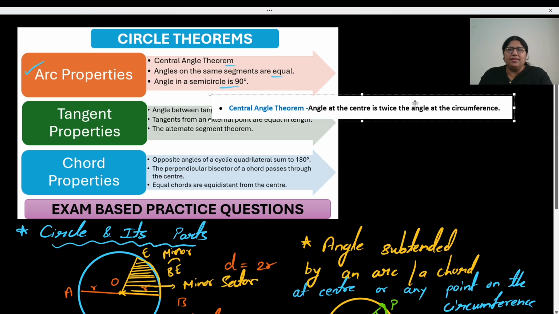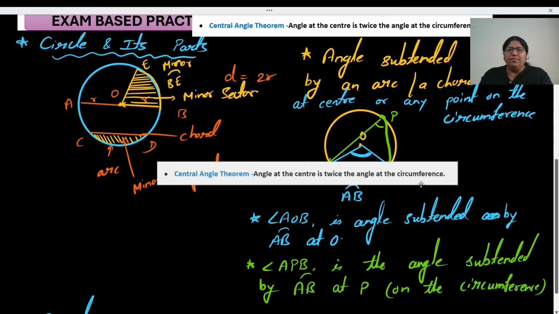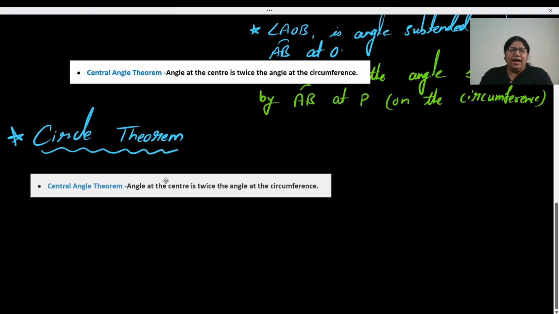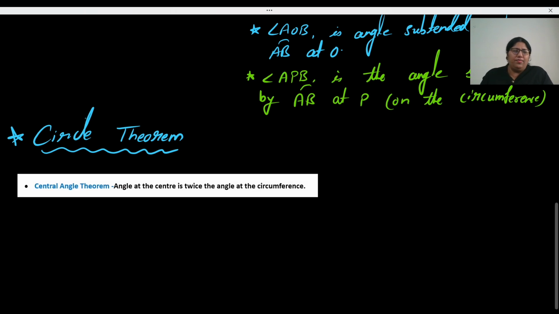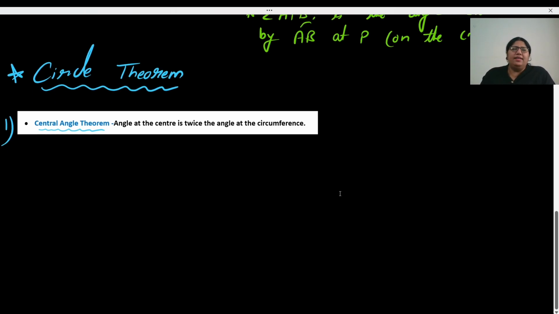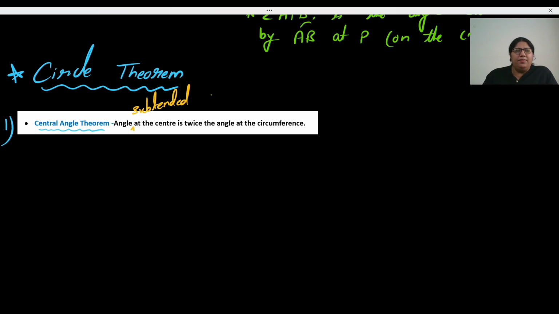This is our first theorem, called the central angle theorem. There are 9 to 10 theorems that you use here. Now, what is the central angle theorem? You will not write down "central angle theorem", but we know this theorem as the central angle theorem. It says the angle at the center is twice the angle at the circumference. Angle at the center means the angle subtended by an arc at the center is twice the angle at the circumference.